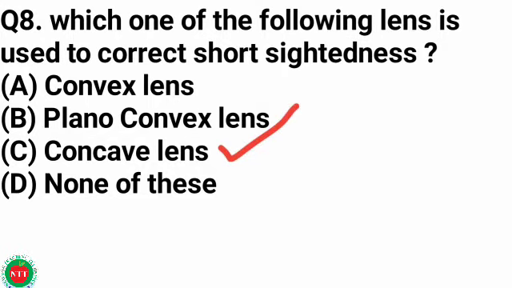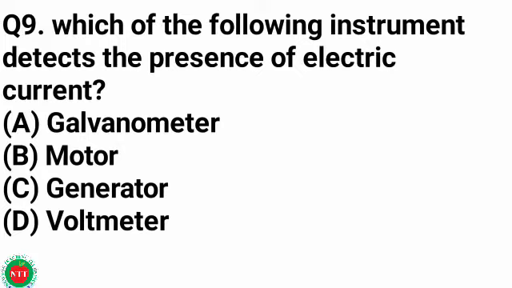Question number 9: Which of the following instruments detects the presence of electric current? A, galvanometer; B, motor; C, generator; D, voltmeter. And the right answer for this question is A, galvanometer.